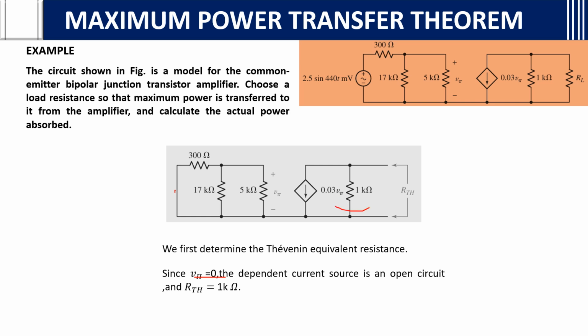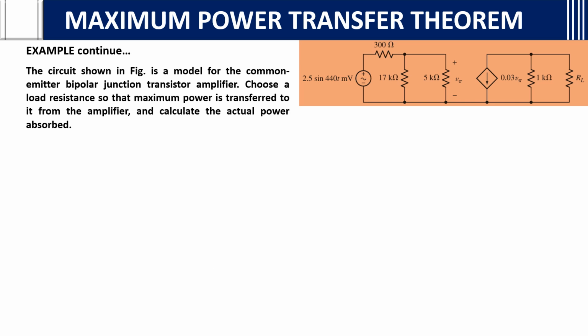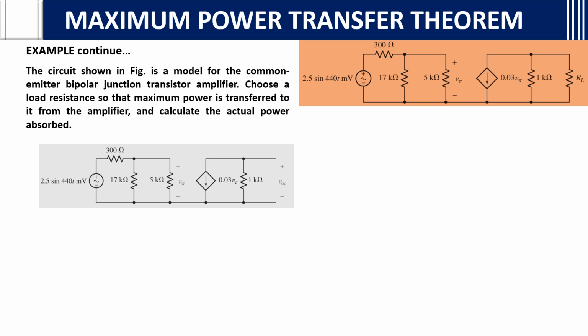We are left with only 1 kilo ohm. So RTH will be 1 kilo ohm. This is also 0. You will get RTH is equals to 1 kilo ohm. We got RTH now. This is the example continuation. After that you will connect the voltage source back. Then we will find from the open terminals VOC, that is the Thevenin voltage.